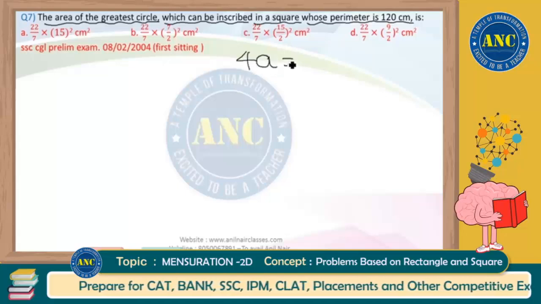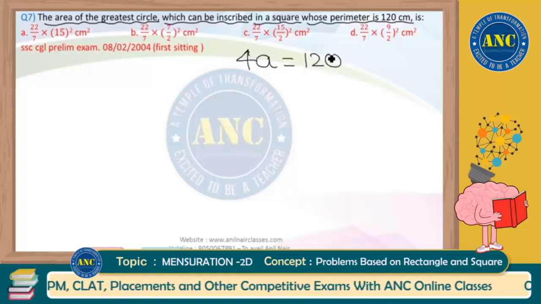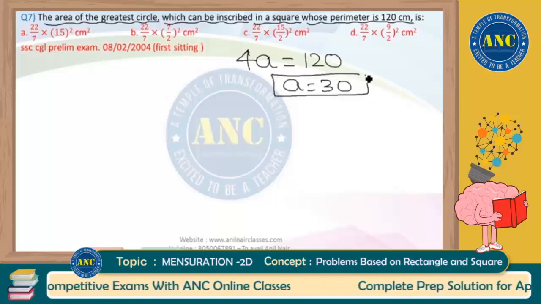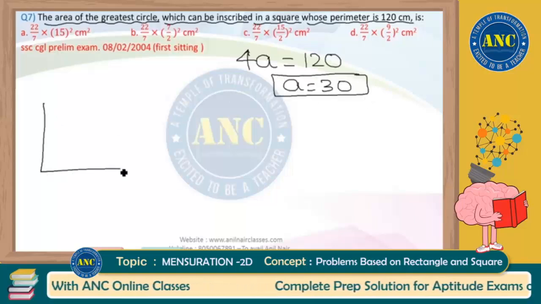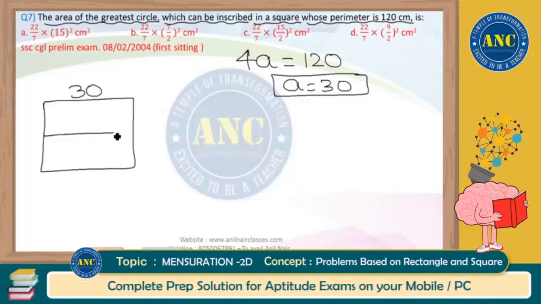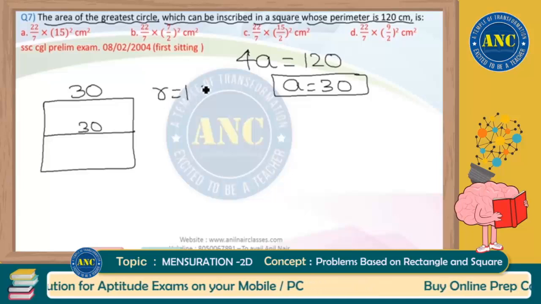Perimeter of square is 4 into side. Let me call the side of a square as A. So it is 120. A will be 30. That is the only difference. That means every side of the square is 30. This 30 happens to be the diameter of the circle as well. That means radius of the circle is 15.